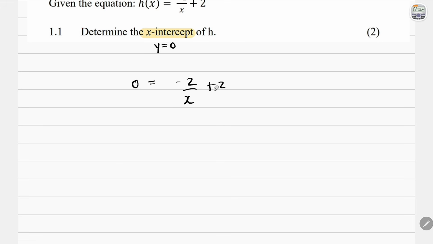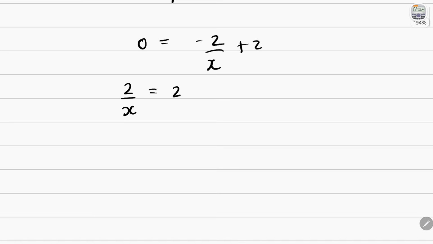You can choose to take the 2 over or the negative 2 over x over. If you take the negative 2 over x over, the 2 becomes positive, and then you have 2 over x. Okay, this doesn't become negative. This is a fraction that is negative, okay, as a whole. And when it comes over, it just becomes positive. It's equal to 2. And then we need to solve for x.